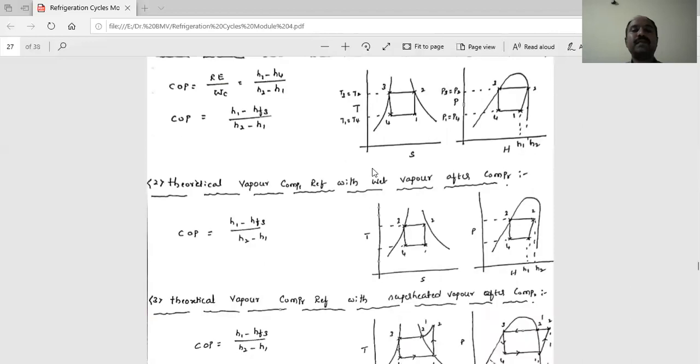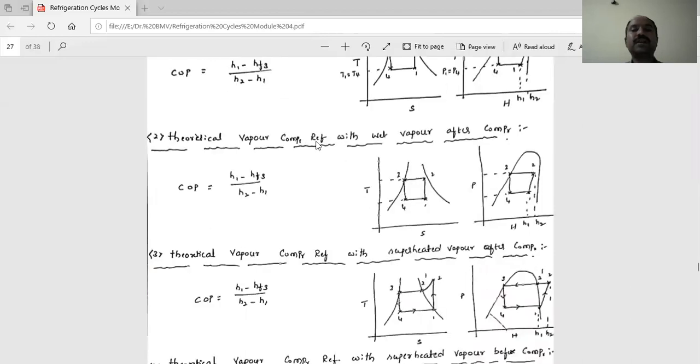Then the next one: theoretical vapor compression refrigeration with wet vapor after compression. After the compression process, point 2 is within the curve, not exactly on the curve. Exactly on the curve means dry saturated. Wet means within the curve, which will be here, 1 to 2. So you should write it like that when the problem asks for wet vapor after compression; then we have to draw the TS diagram.